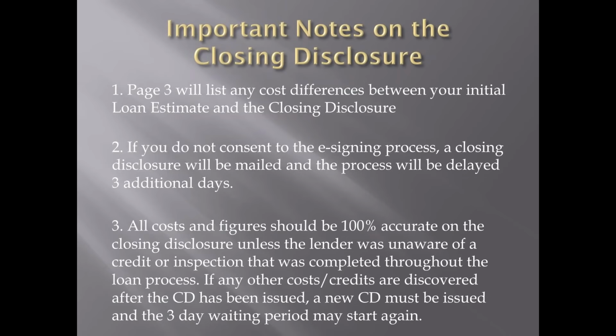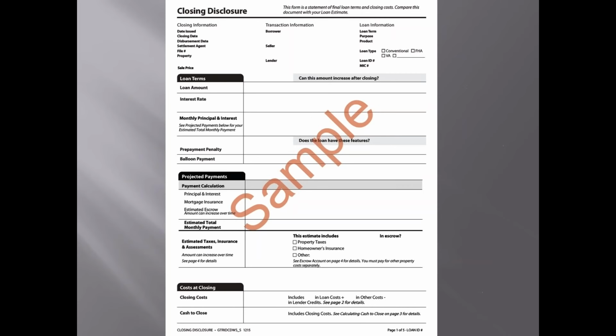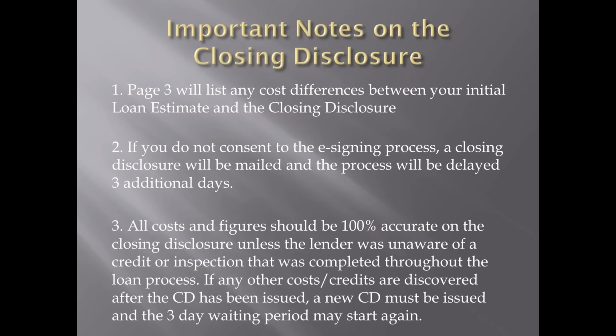Now, page 3 of the closing disclosure is always going to list any cost differences between your initial loan estimate and the closing disclosure. So it's not like they go, oh, hey, here's your closing disclosure, now go find your LE and look over it with a fine-tooth comb so you can see any differences. No, they've sectionalized this. So on page 3, you literally can go, oh, here was my original LE, here's my CD, and here are the differences. They've actually gone ahead and made a separate little section for that.